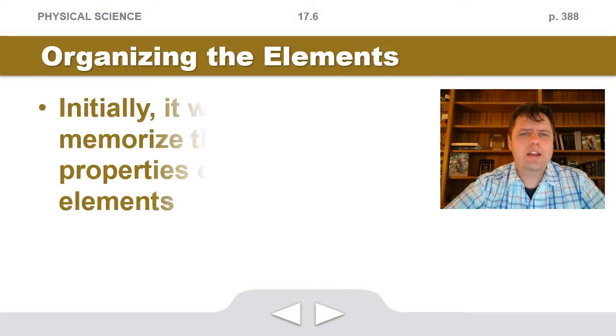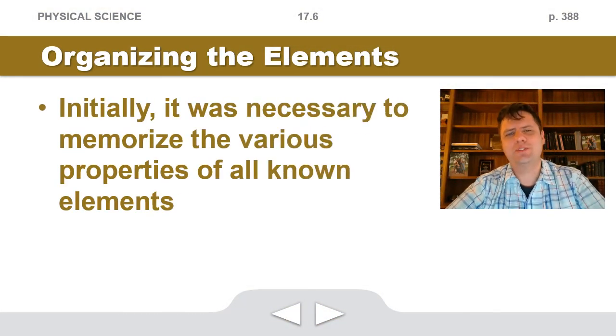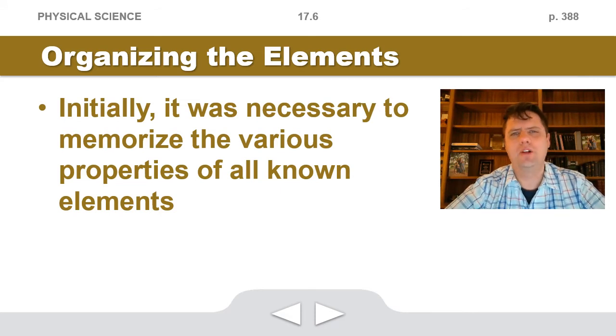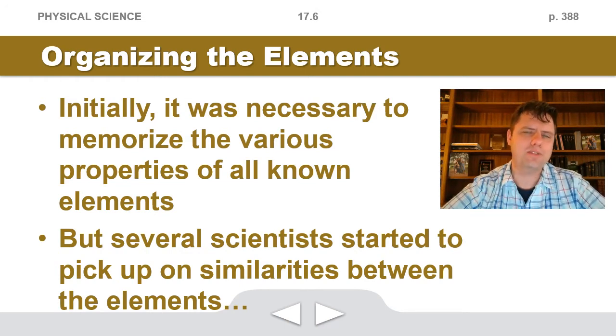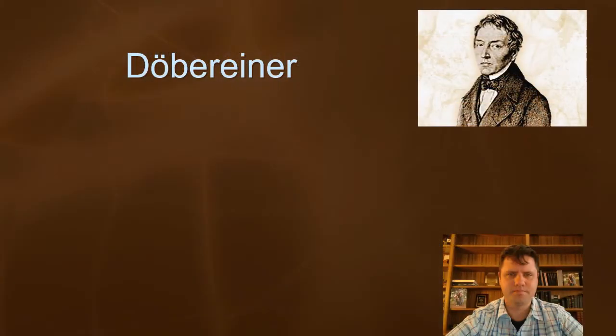So how do we go about organizing the elements? Well, initially it was necessary to memorize the various properties of all known elements. But several scientists started to pick up on similarities between the elements. So there's some elements that were behaving in similar ways as other elements. And this observation led them to start grouping the elements into different categories.